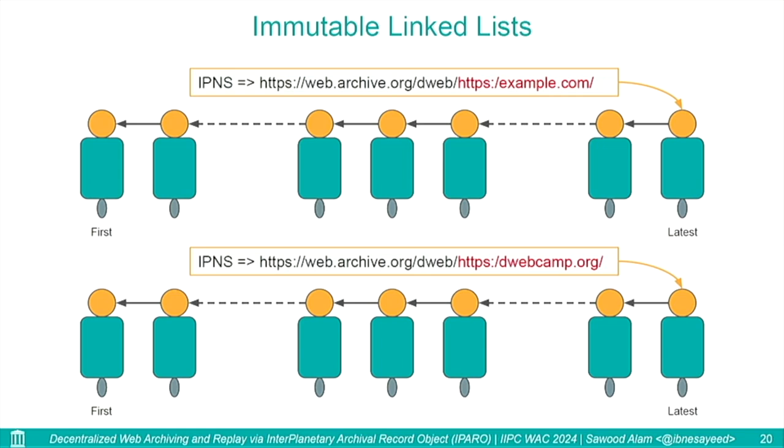Basically, you will have a singly linked list going backward, linking back, and this will be immutable because the moment you change something, the hash changes, so you cannot really modify things after the fact, right? So if you want to go to the most recent copy of example.com, you go to IPNS and resolve something like web.archive.org/dweb/so-and-so/example.com. It will find the most recent copy. From there, you can discover previous ones, and so on, right? For another URL, it will be another one.